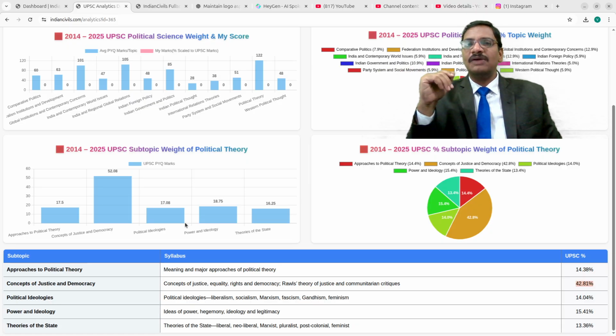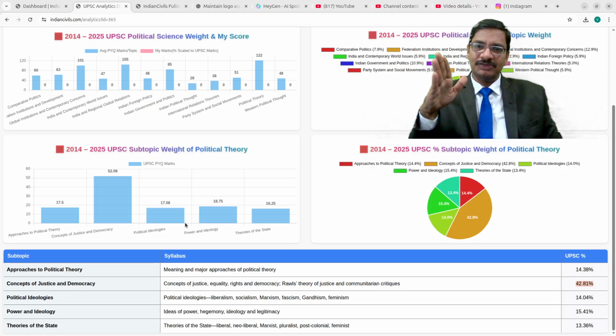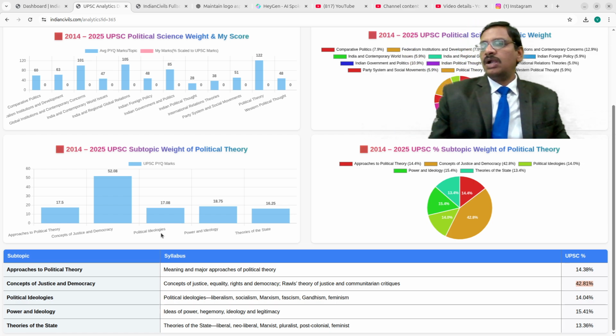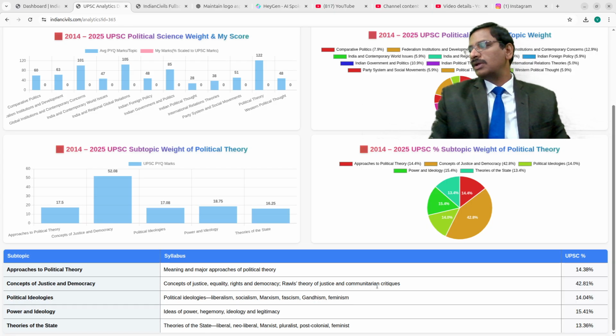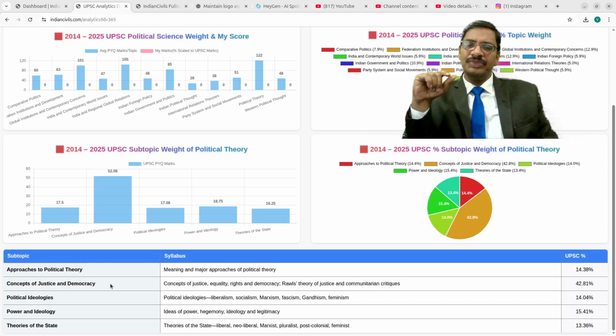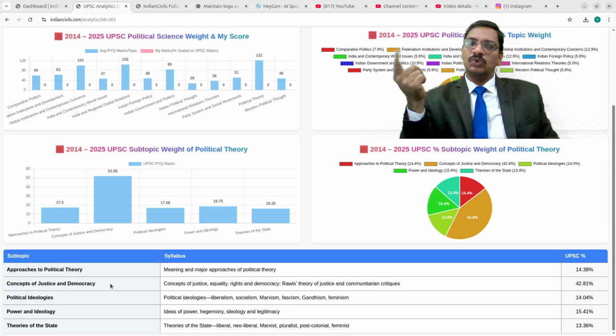And also I have given a 1-1 correspondence between this subtopic classification and the UPSC syllabus. And what exactly is the UPSC syllabus mentioned on this particular topic is concept of justice, equality, rights and democracy, Rawls theory of justice, and communitarian critics. So this is the syllabus that is exactly categorized to concept of justice and democracy. That means if you are able to focus this area, then the probability of getting score is very high.